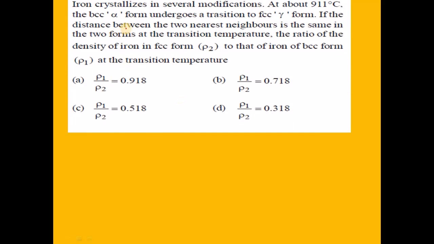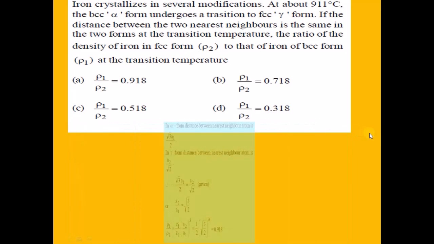Next question. Iron crystallizes in several modifications. At about 911 degrees Celsius, the BCC alpha form of iron undergoes a transition to the FCC gamma form. If the distance between the two nearest neighbors is the same in the two forms at the transition state, we have to find the ratio of the density of iron in FCC form, that is rho 2, to the iron in BCC form, rho 1, at the transition state. We have to find the ratio between these densities.